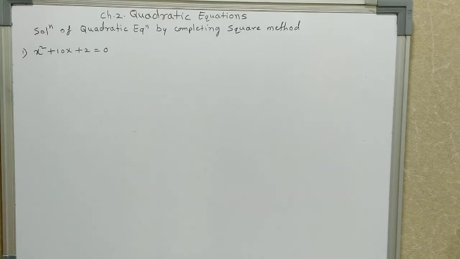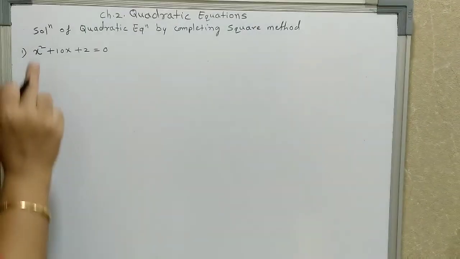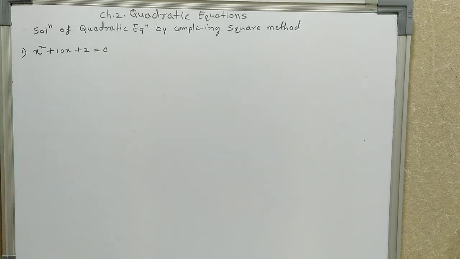Students, we will start the next part of this chapter: solving the quadratic equation by the completing square method. Now see the equation x² + 10x + 2 = 0. We cannot solve this equation by factorization because we cannot find two factors of 2 whose sum is 10. So in this case, we use the completing square method to solve the quadratic equation.